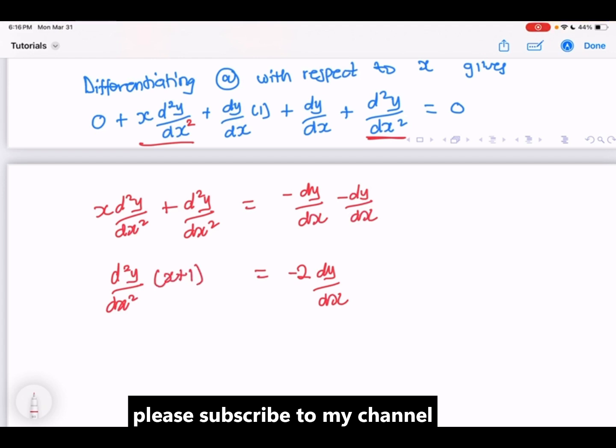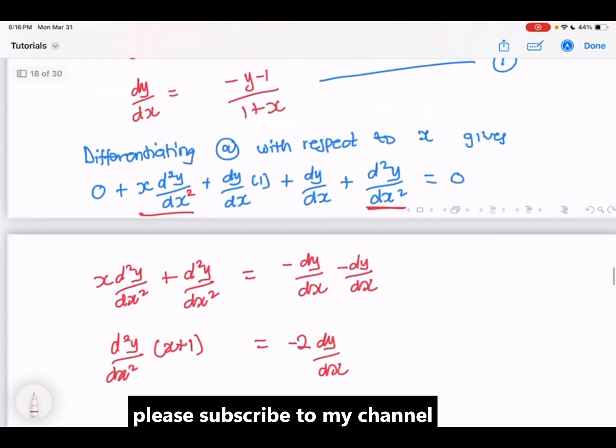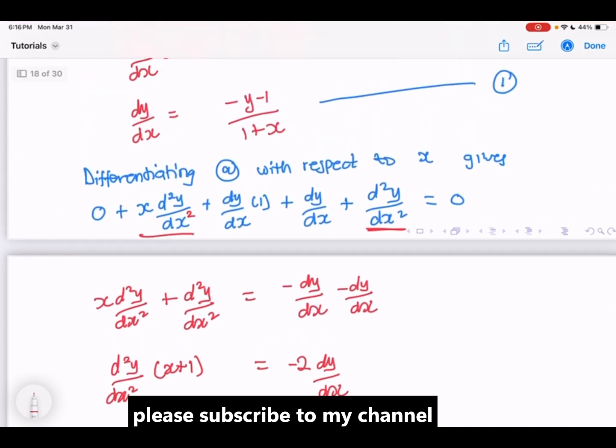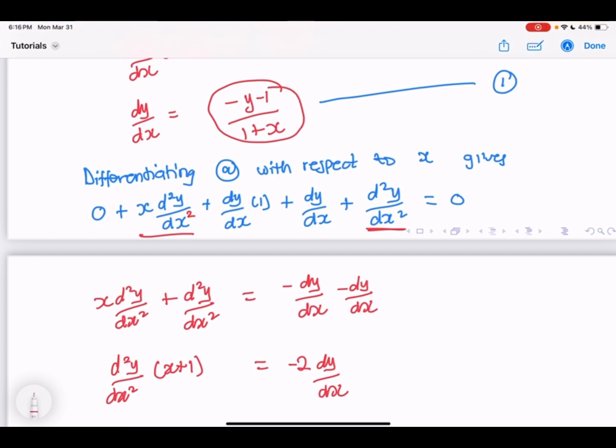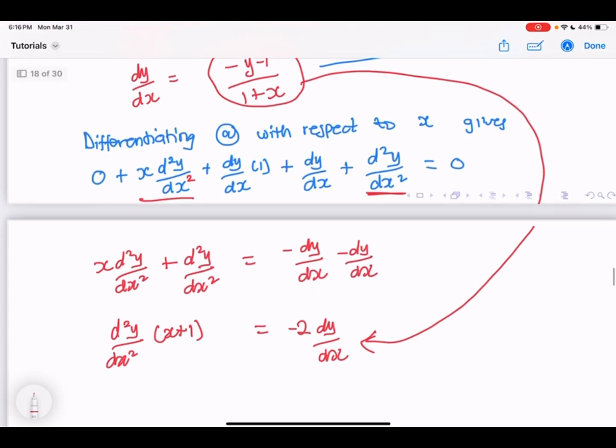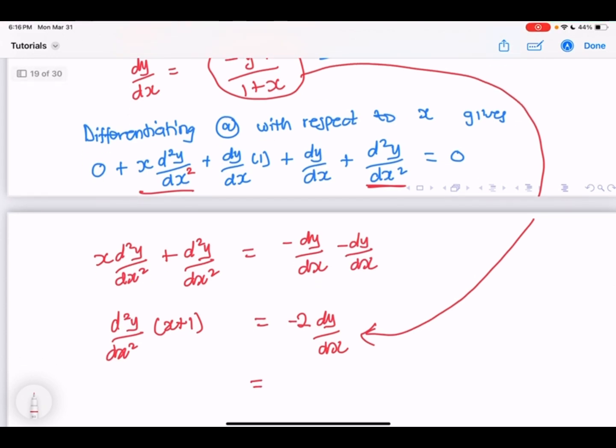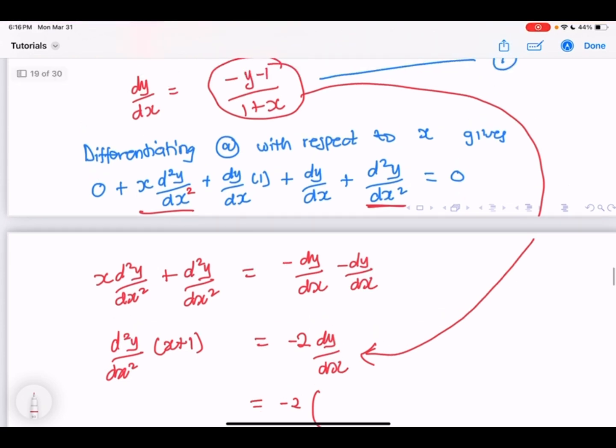Good. Now note that from equation 1 we have dy dx giving us minus y minus 1 on 1 plus x. So we're going to substitute this guy in here. Right. So we are going to have minus 2. What's dy dx? From equation 1 we have dy dx as minus y minus 1 divided by 1 plus x.